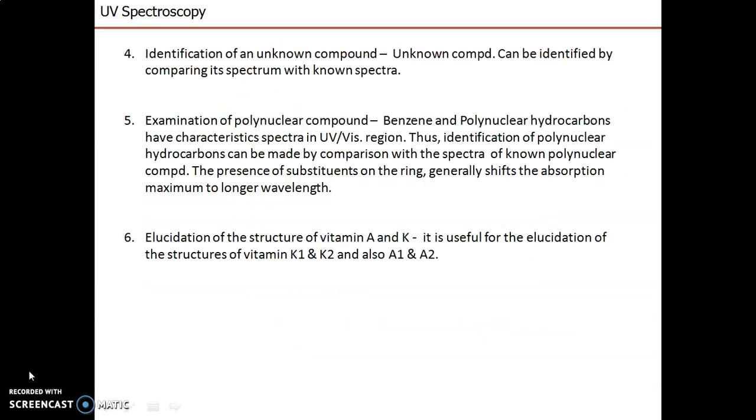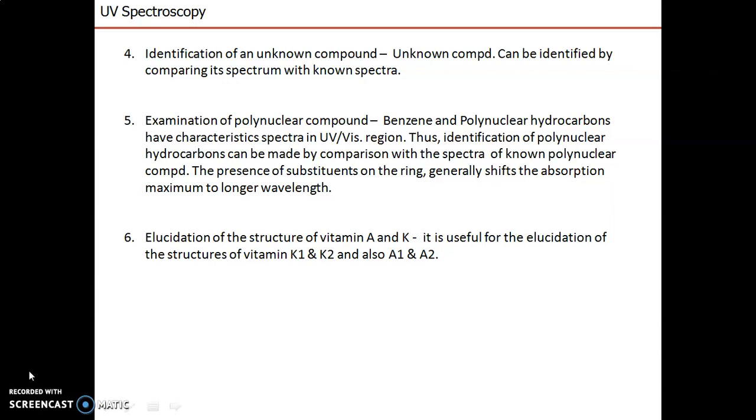Then identification of unknown compounds. An unknown compound can also be identified if we have the known spectrum of compounds, or a library of known compounds, then we can identify the unknown compound by UV.